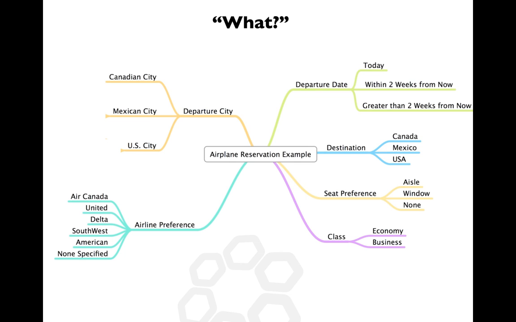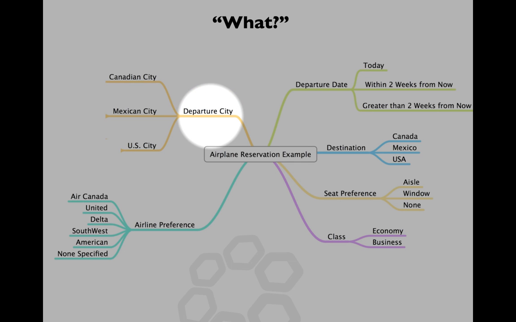This is a simple example of a mind map. It includes parameters that are included in a test plan, and for each of the parameters, the different values that might appear for that parameter in a given test case.